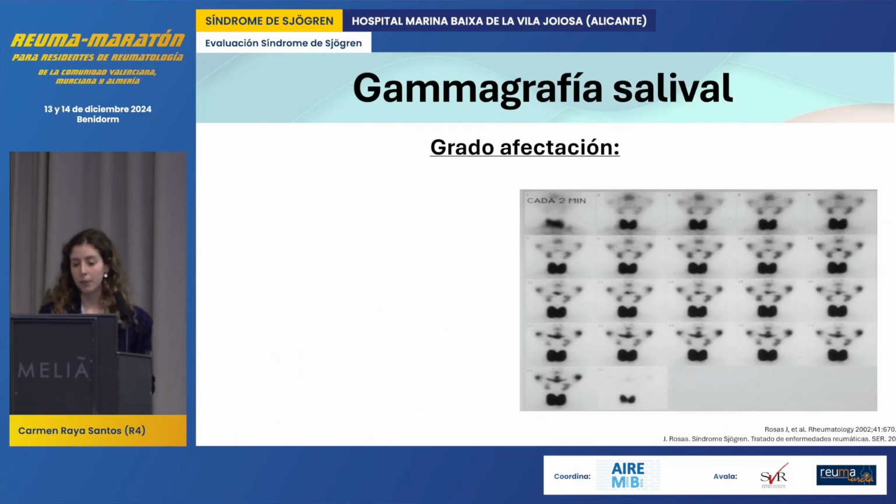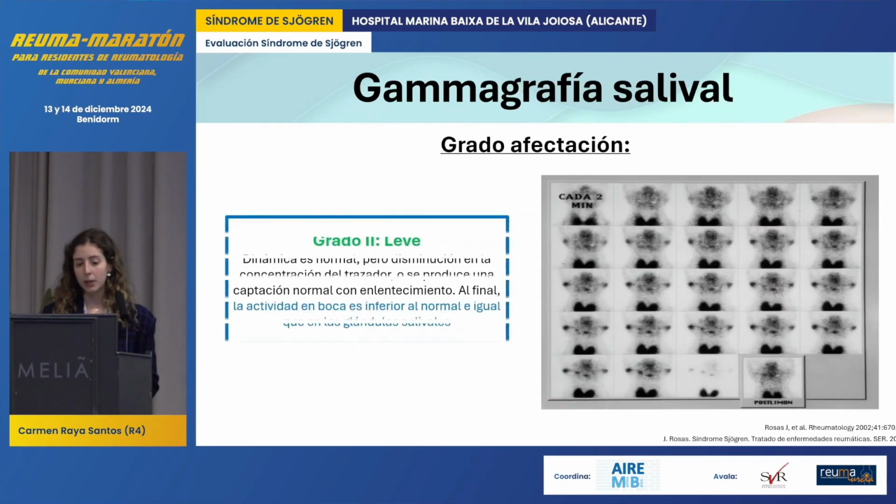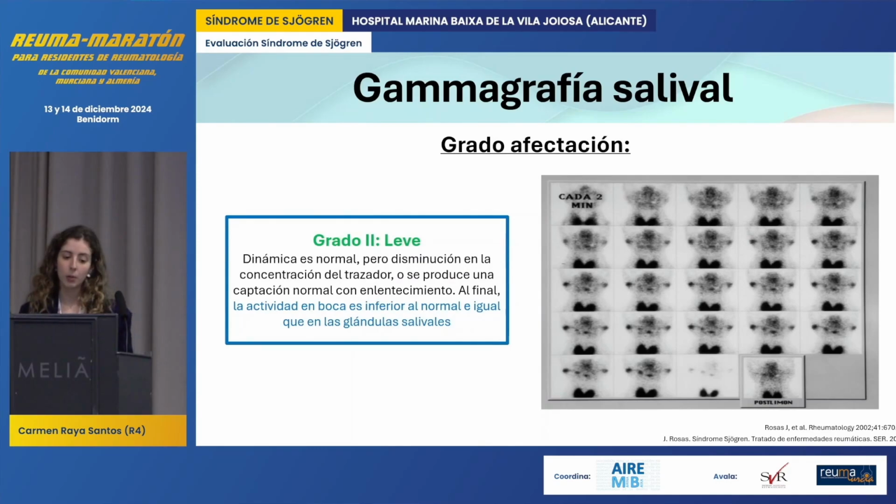4 grades. We'll go through each one, and the image on the right is usually related to the grade I'm going to talk about. Grade 1 is normal. The final activity in the mouth is greater than in the gland because everything has been expelled. In grade 2, there is mild involvement, where the activity in the mouth is lower than normal or is equal to that of the salivary glands.